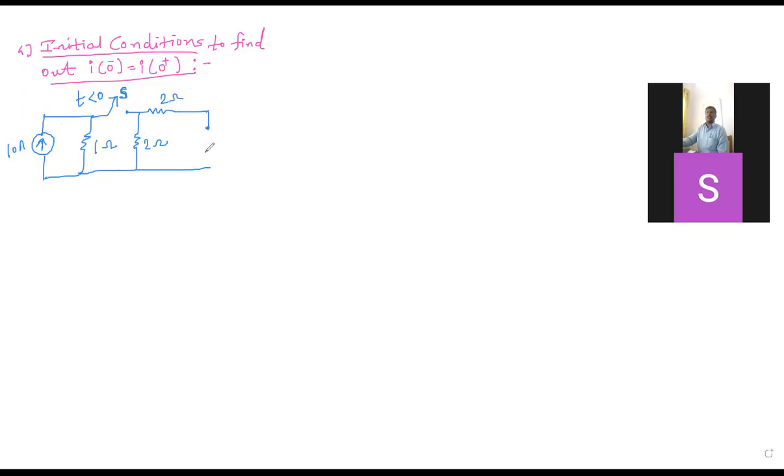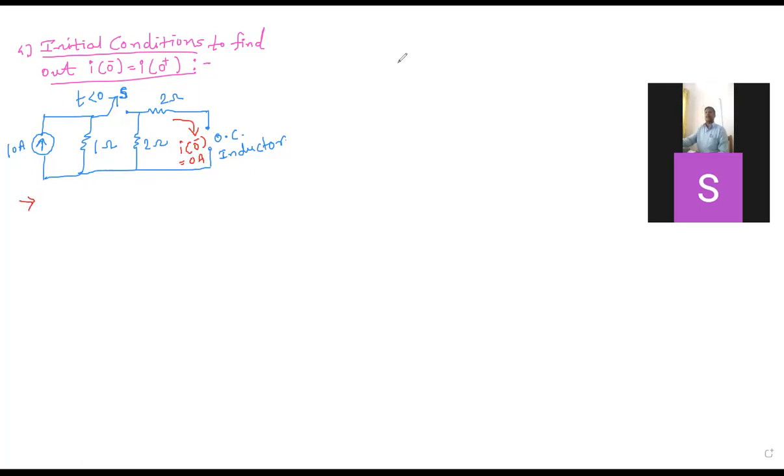So the inductor, if it is not connected to the 10 ampere current source for a long time, will automatically act as an open circuit. Okay, because the inductor has no charge initially, and current is also 0. So the current through the inductor becomes 0 ampere, and if current is 0, then the practical meaning is that the inductor acts as an open circuit. So I of 0 minus is equal to 0 ampere.